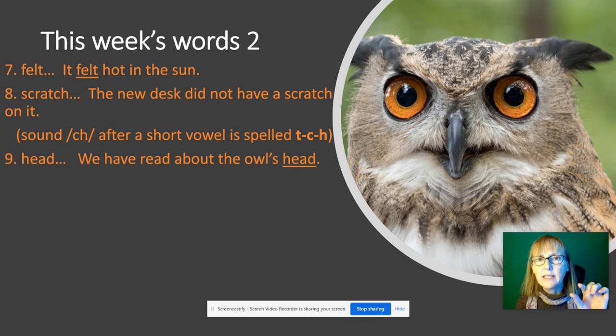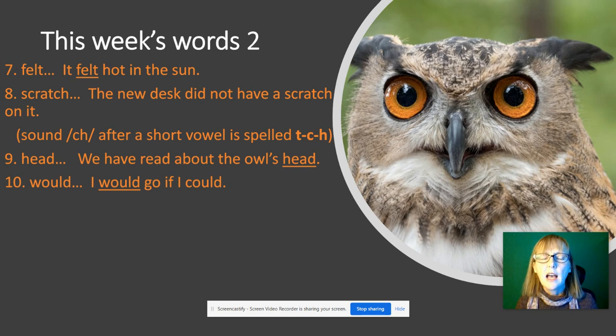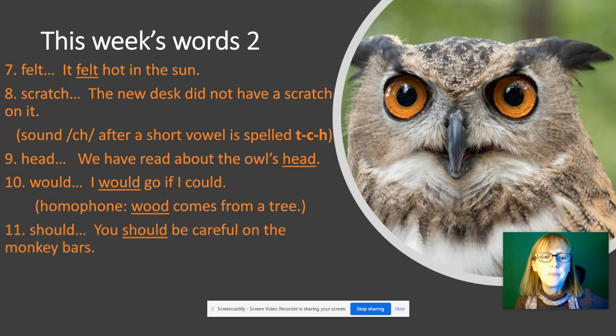Now, this is an interesting spelling. Red and head have the EA, which is often a long E sound. In this case, it's making a short E sound. Would. I would go if I could. Would is a very unique spelling for 3 words. Would, could, and should. In fact, the next word is going to be, I'll come back to that, is should. You should be careful on the monkey bars.